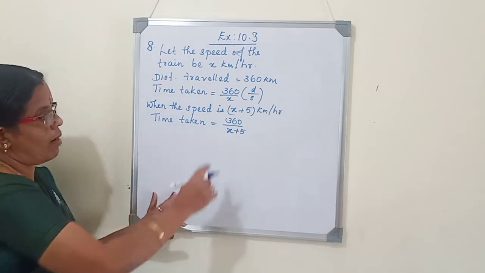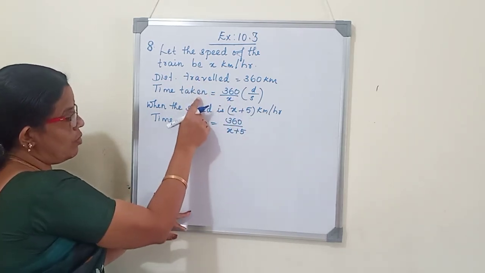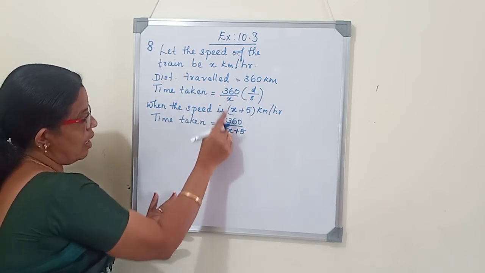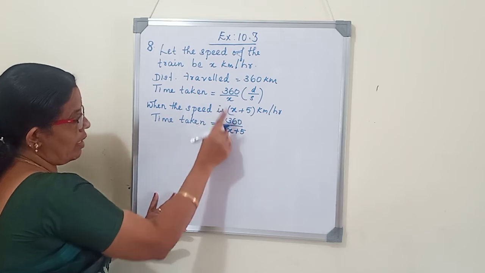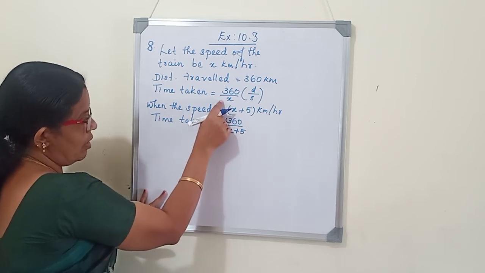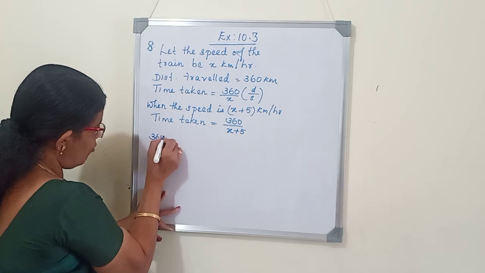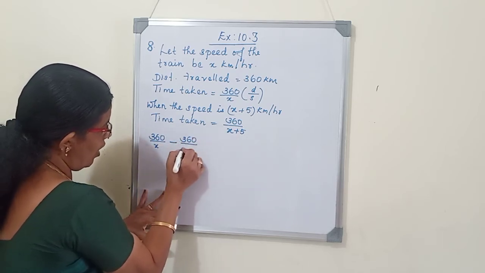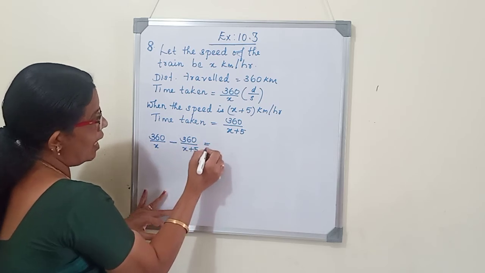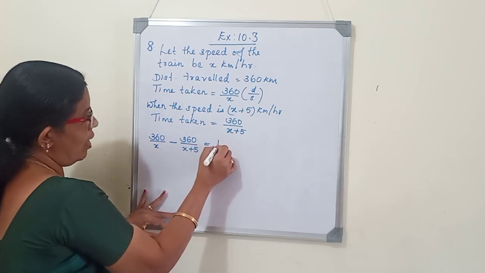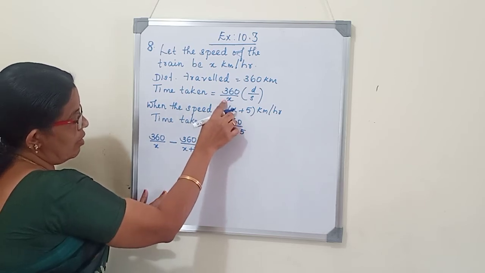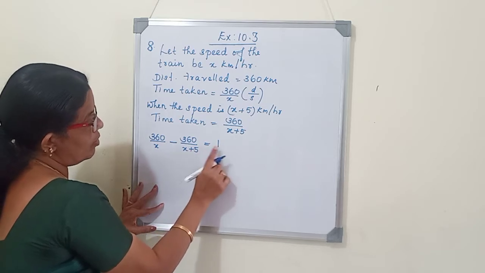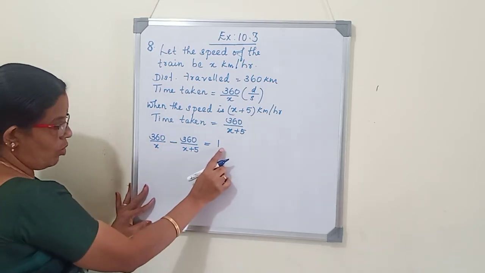At the beginning of this chapter, in the first exercise, we did a similar question to write the equation. That time I told you, after writing the time, we have to see which has the smaller denominator, x or x plus 5. So x is the smaller denominator. That term we have to write first, minus the next time 360 by x plus 5 is equal to 1, since they said 1 hour less. So after writing the time, we see which has the smaller denominator, that term minus the other term will be equal to whatever time they said. It is less or more, you can write it.